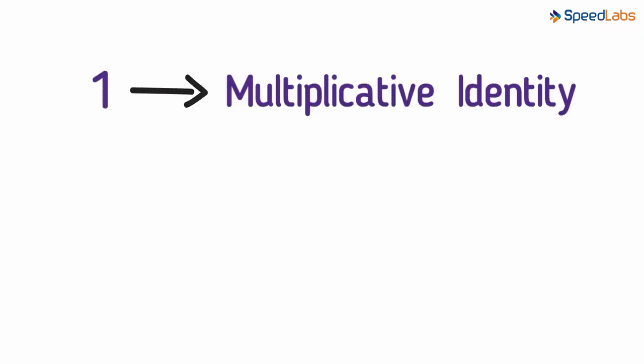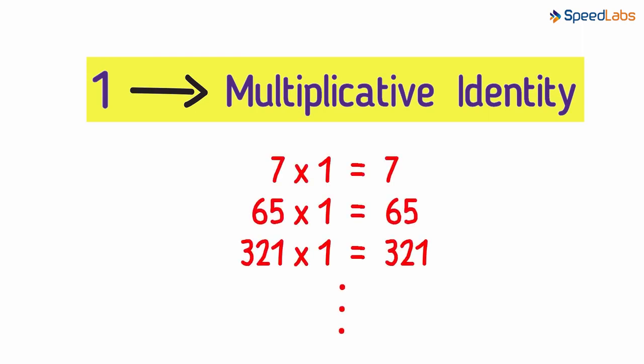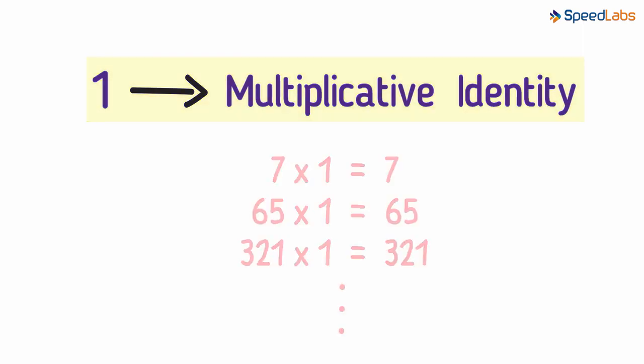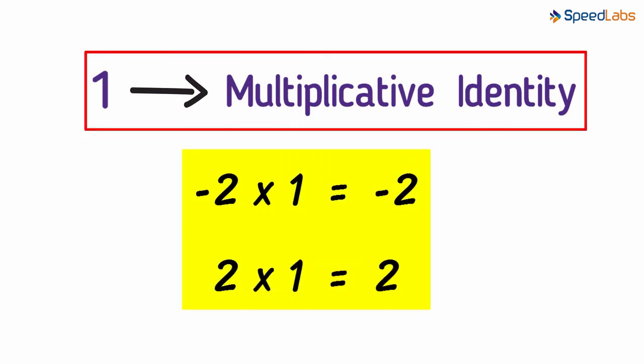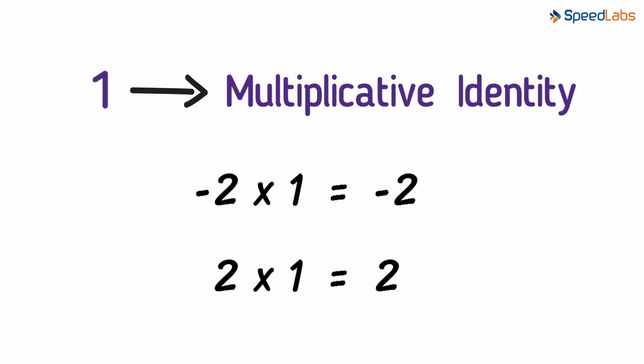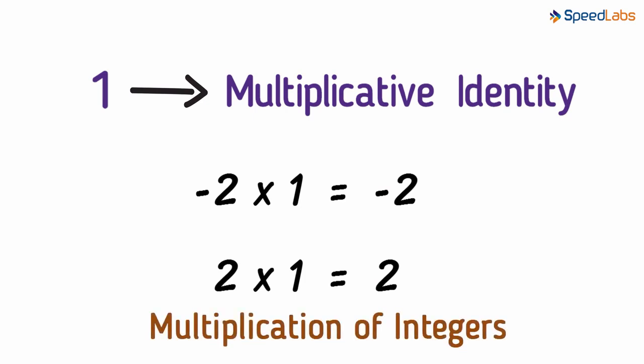We know that the number 1 is a multiplicative identity. It preserves the identity of an integer with which it's multiplied. In our previous lesson, we discussed an example to understand this concept. In this session, we will see one more concept about multiplication of integers.